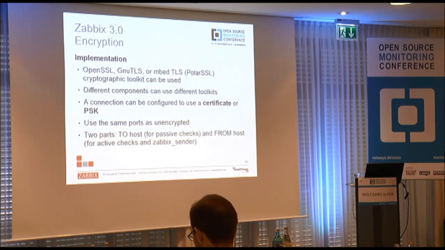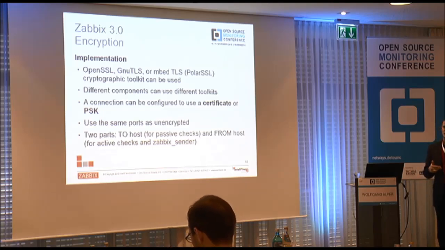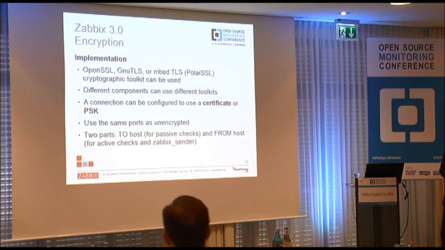When the design was done for Zabbix to provide encryption, one important rule was that we won't rely on just one encryption library, because there might be a security flaw, for example, and the interface should abstract. So actually, you can have a choice between OpenSSL, GnuTLS, and mbed TLS. Yeah, so these are available.